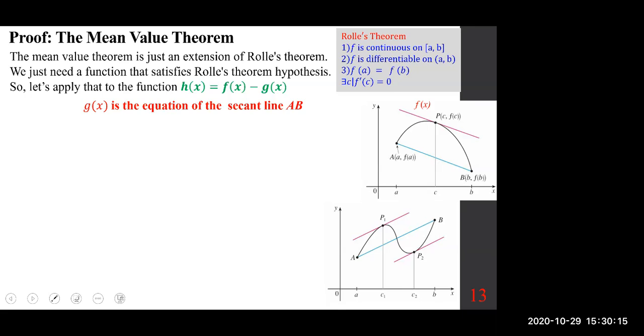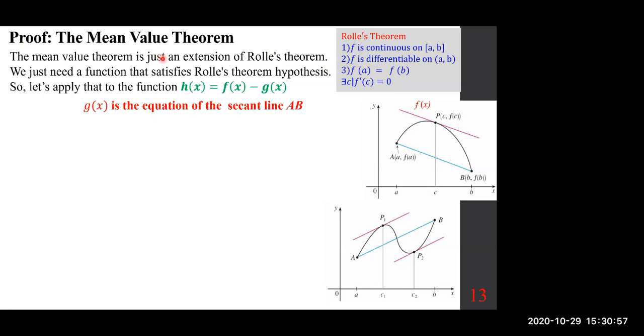And again, as far as the graphs are concerned, class, when you connect these two, you see a line parallel to that and the c somewhere in between. If you look at this one, if you connect a and b, that creates the secant line. There happen to be 2 points, c1 and c2, where the tangent lines are parallel. So the mean value theorem is just an extension of Rolle's theorem, or more importantly, Rolle's theorem is a special case of the mean value theorem.